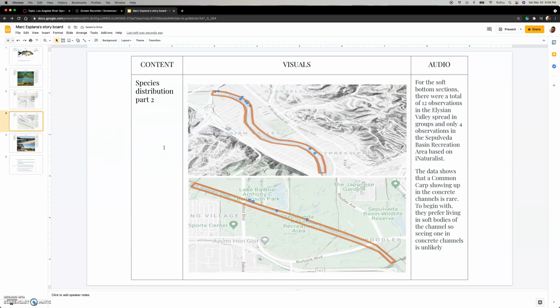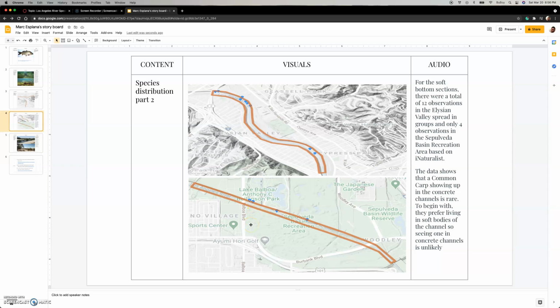Slide 4. This is the soft bottom parts of the river, which is the Elysian Valley and the Sepulveda Basin Recreation Area. So there were a total of 12 observations in the Elysian Valley and 4 in the Sepulveda Basin Recreation Area.